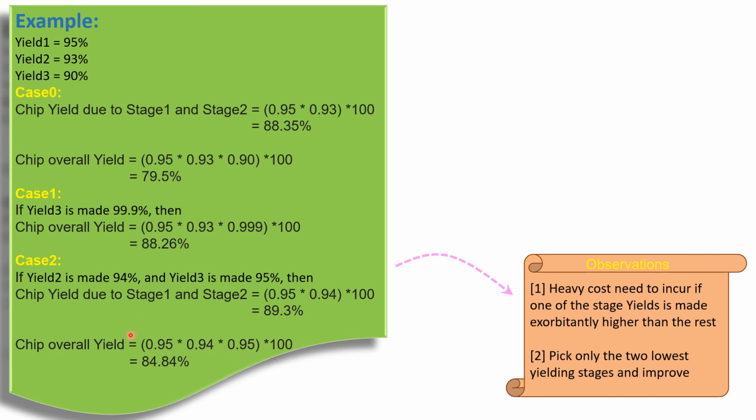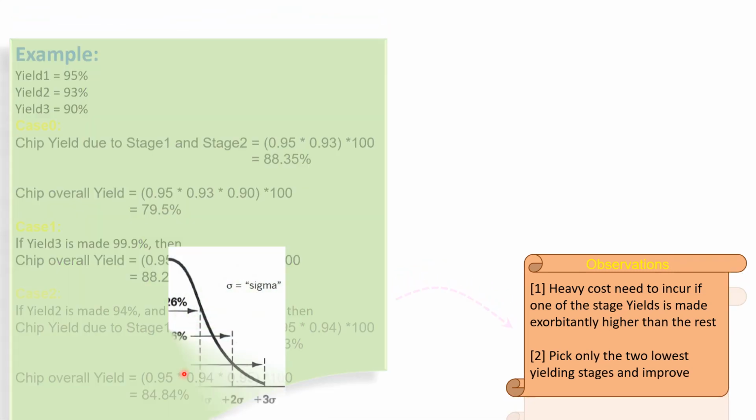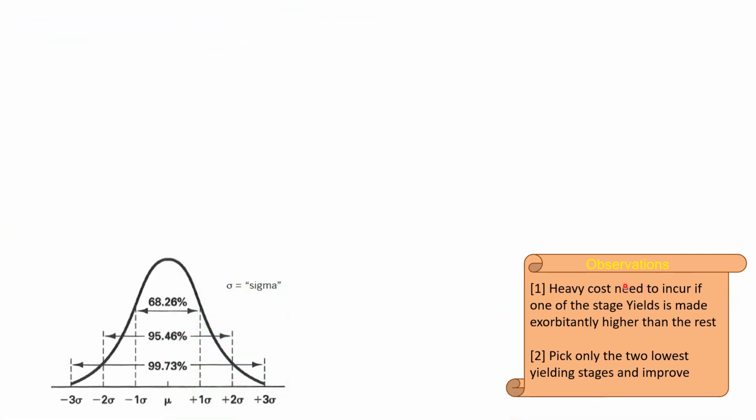To improve such a situation, we need to figure out which stage is having the lowest yield. In this specific case, in the earlier situation, stage 3 and stage 2 are having the lowest yields compared to stage 1. So we will pick those two and improve upon them. In this case they were improved, and thus the overall yield became higher. So these are the two observations we can have.